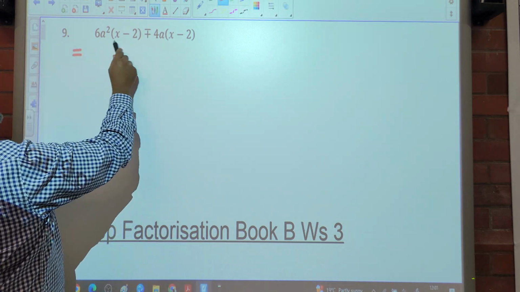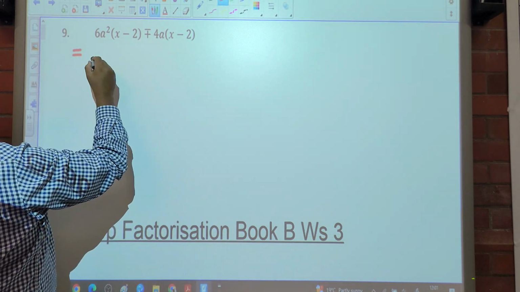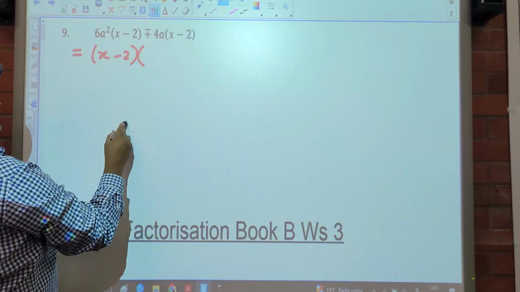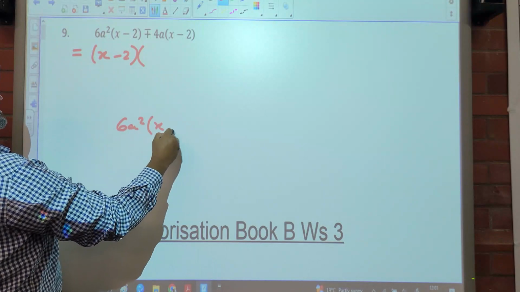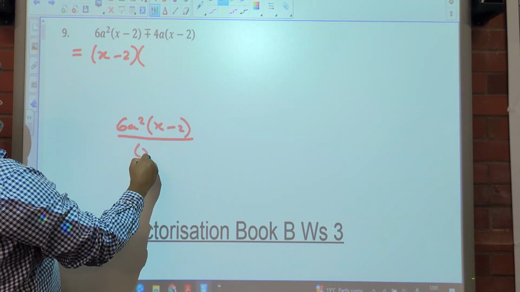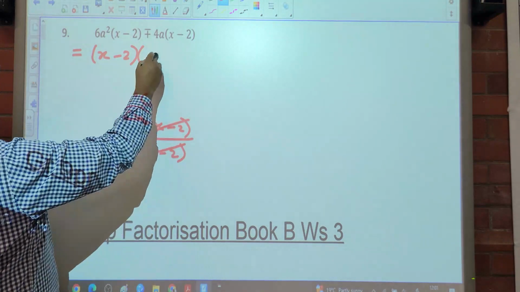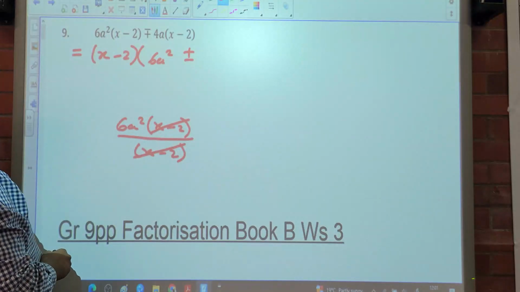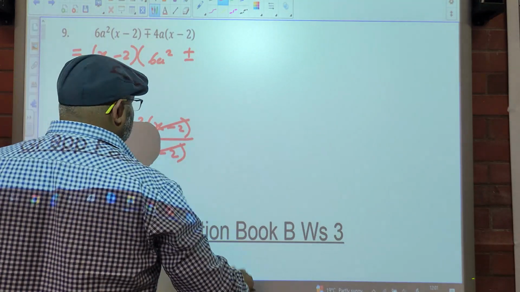So what is common here? x minus 2 is a common bracket. So what are we left with? If you take 6a squared over x minus 2 divided by the common factor, what are we left with? 6a squared. Minus plus, so plus minus. Just leave it minus plus.